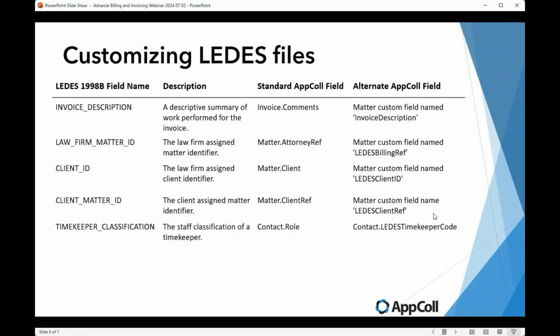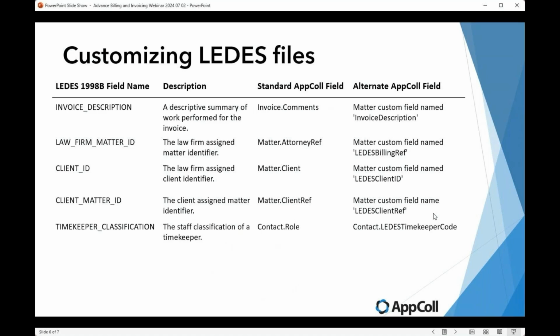Now, this information is in our support articles, so don't feel you need to write this down. There are a number of columns in that LEDES file which can be modified by setting up information in AppCall. For the most part, we'll use matter custom fields to do it. So if you don't want to use the standard field, you can use an alternate custom field.